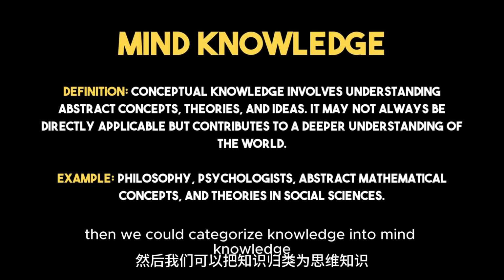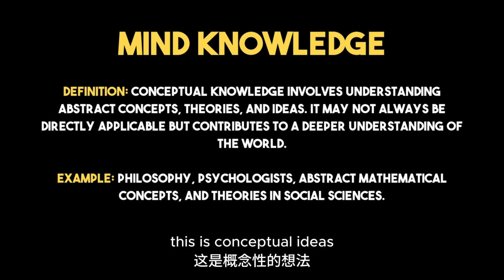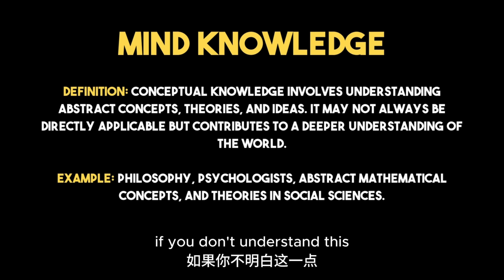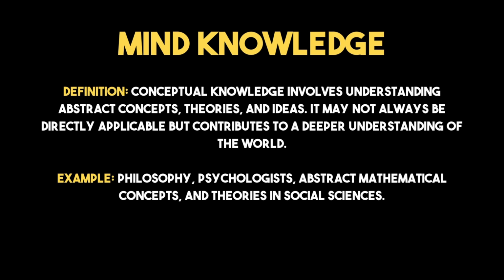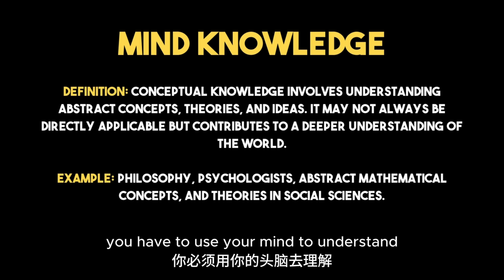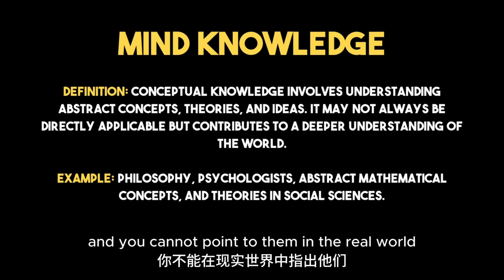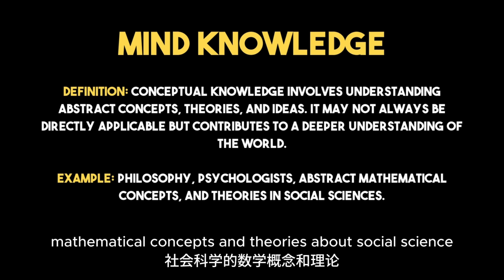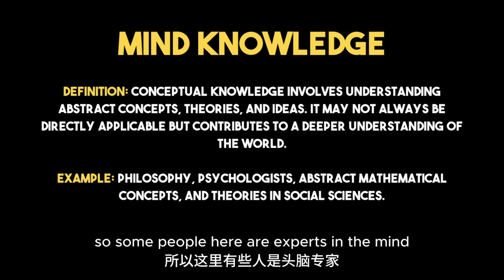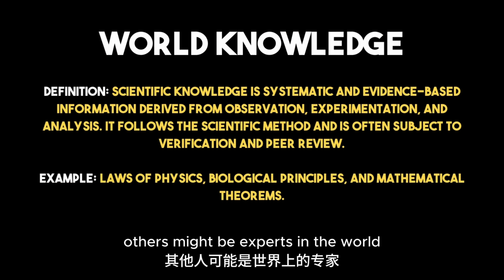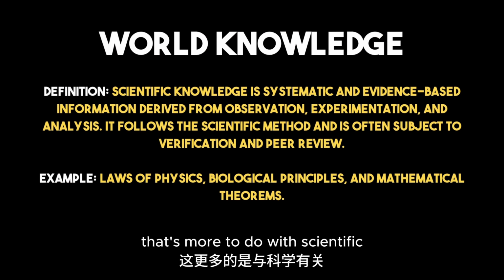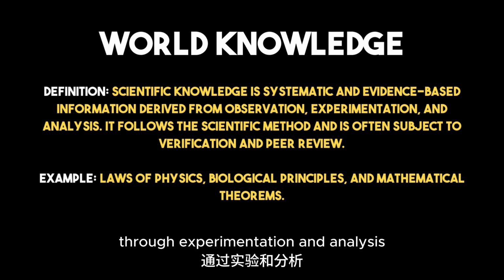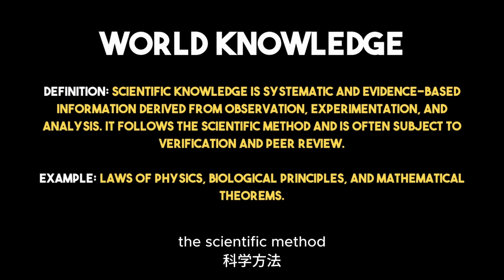Then we could categorize knowledge into mind knowledge. This is conceptual ideas that understand abstract concepts, theories, and ideas. If you don't understand this, don't worry, it's not so complicated. Just think about those things you have to use your mind to understand, and you cannot point to them in the real world. For example, philosophy, psychology, mathematical concepts, and theories about social science. So some people here are experts in the mind. Others might be experts in the world. That's more to do with scientific knowledge about the systems and the evidence that we see from observation through experimentation and analysis, the scientific method specifically.